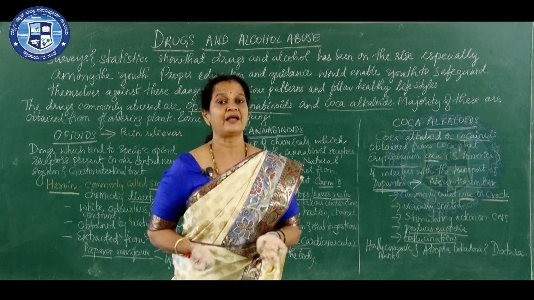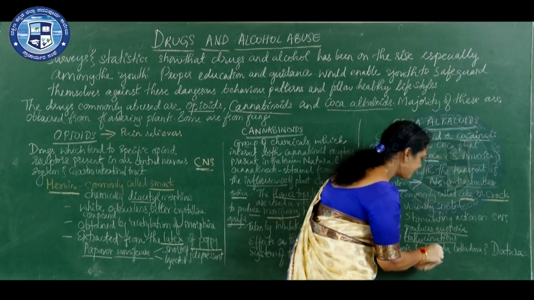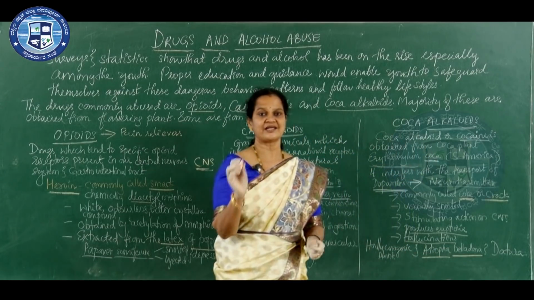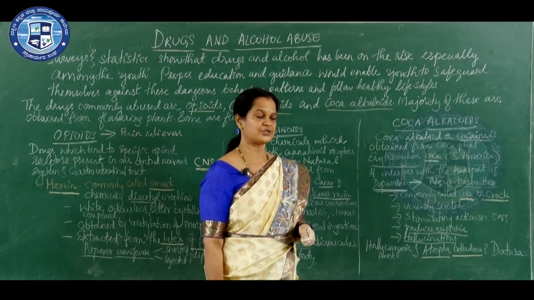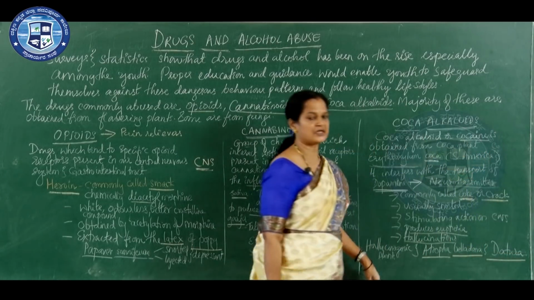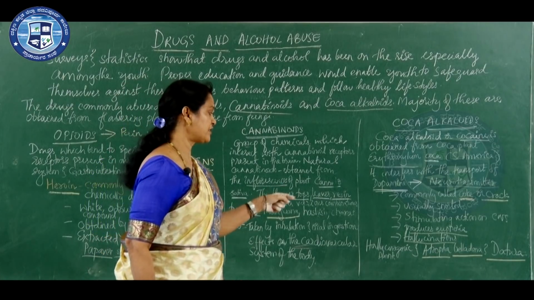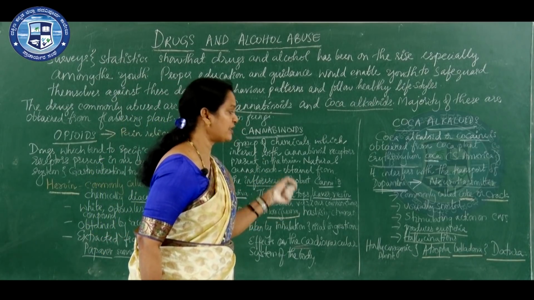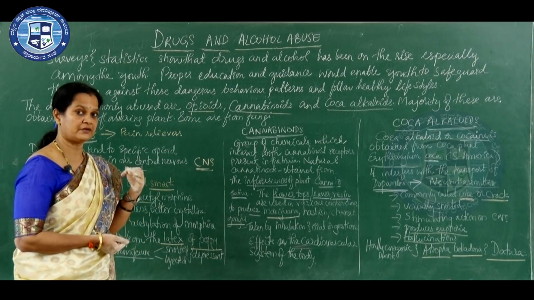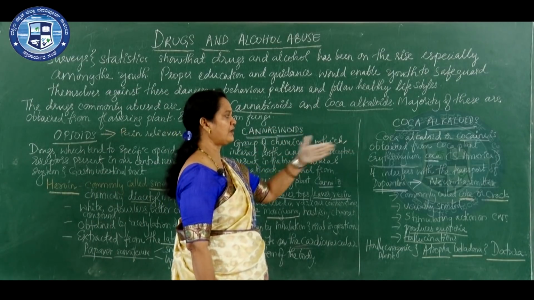And other plants with hallucinogenic property are Atropa belladonna and datura. Atropa belladonna and datura, they have got hallucinogenic effect. Alkaloid which is extracted from these plants have hallucinogenic effect. So these are the three groups of drugs: opioids, cannabinoids and coca alkaloids.